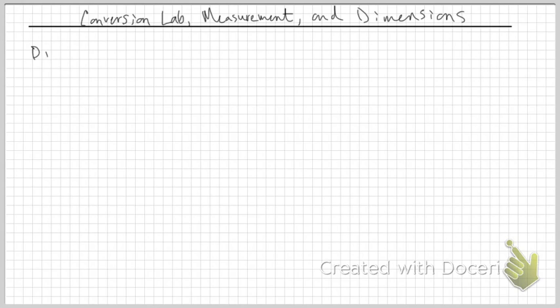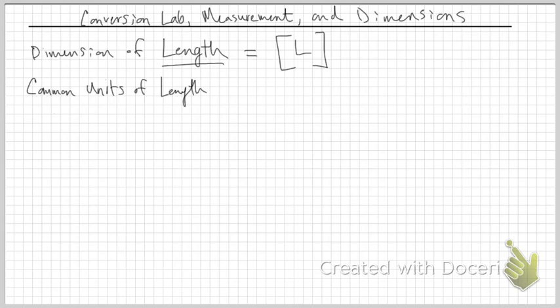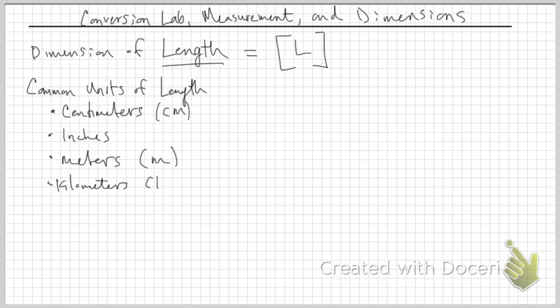Okay, welcome. We're going to talk about measurements, our first dimension of space-time, that dimension of length, and a little bit about our conversion lab and the expectations for that. First of all, dimension of length we call capital L, the abbreviation, with big brackets around it.